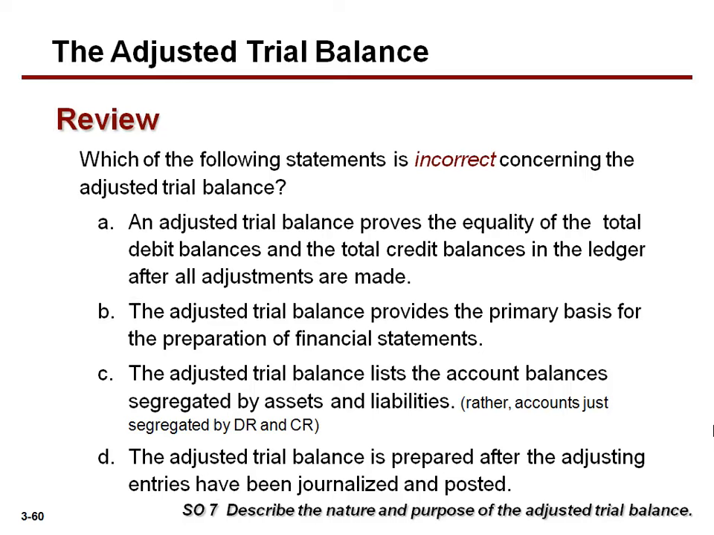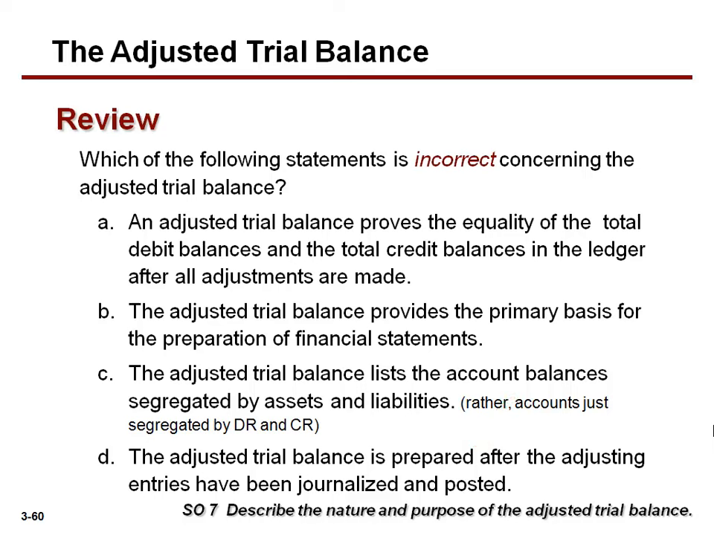Here's a review question before we look at our financial statements. Which of the following statements is incorrect with respect to the adjusted trial balance? First of all, it does prove the equality of debits and credits after all adjustments are made, so A is a correct statement. B, it provides the primary basis for the preparation of financial statements. That's a correct statement. Now, let me look at the last one. D, it is prepared after the adjusting journal entries have been journalized and posted. That's correct. That leaves C, which is incorrect.